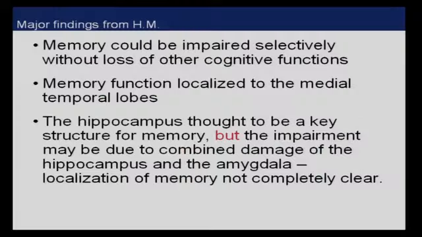So if you read the classic paper, Scoville and Milner proposed that they thought that the hippocampus was probably the key structure. But they could not be sure because of this other damage. They couldn't be sure that the impairment was not due to combined damage of the hippocampus and the amygdala. And so the localization of what was causing this really striking memory impairment was not absolutely clear.